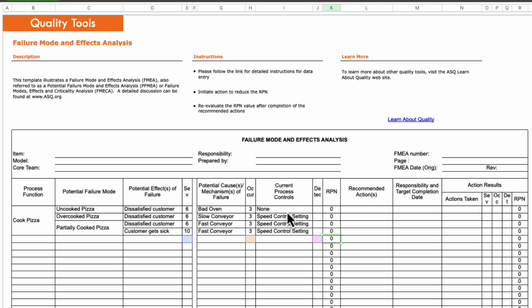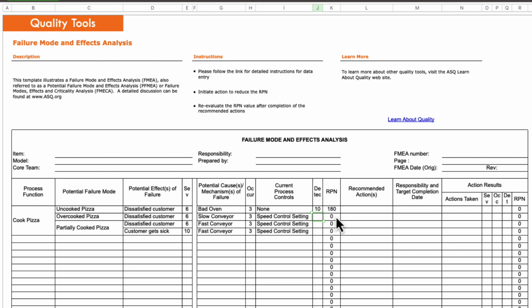So for example, let's say here we don't have any detection in place, and we know that's not good, right? For speed control setting, that's not really a detection, and that's the reason I wanted to put that there. It's a setting, but it's not a detection. It's a control, but it's not a detection.